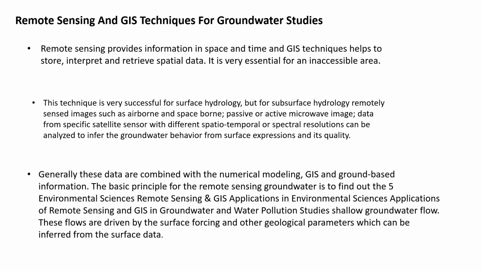remote sensing provides information in space and time, and GIS technology helps to store, interpret, and retrieve spatial data. It is very essential for an accessible area. Generally, these data are combined with the numerical modeling, GIS, and ground-based information. The basic principle for remote sensing and groundwater is to find out the environmental science and remote sensing and GIS application. In environmental science applications of remote sensing and GIS in groundwater and water pollution study, shallow groundwater flow. These flows are driven by the surface forcing and other geological parameters which can be inferred from the surface data. Moving to the next.